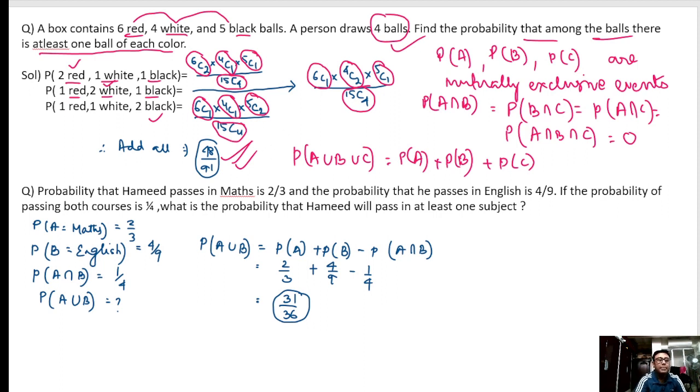Next is Hamid will pass in maths, probability is 2/3, and in English it is 4/9. What is the probability that he passes in both the courses is given? What is the probability Hamid will pass in at least one subject? That means they are asking maths union English. So this is what they are asking: maths given, English given, and intersect both given. This they are asking using the formula. We get this answer.